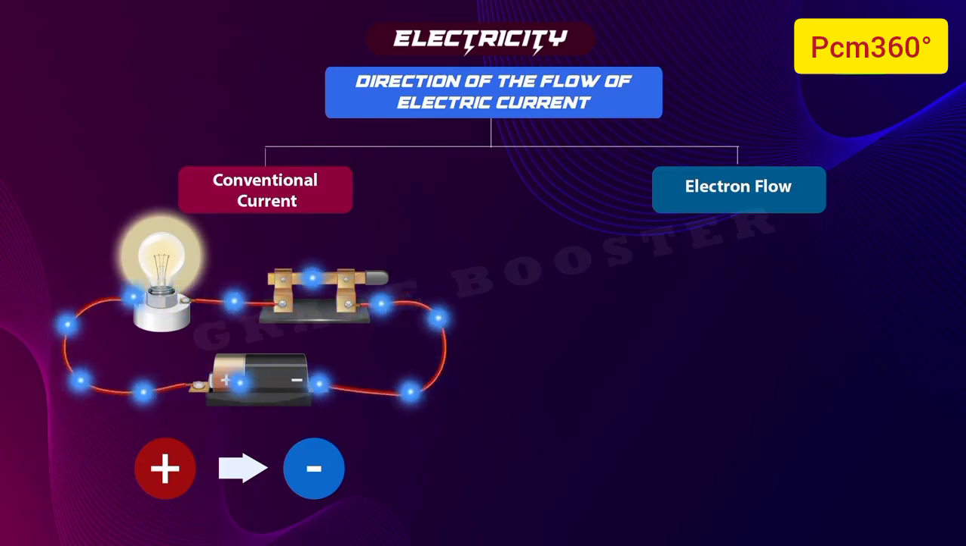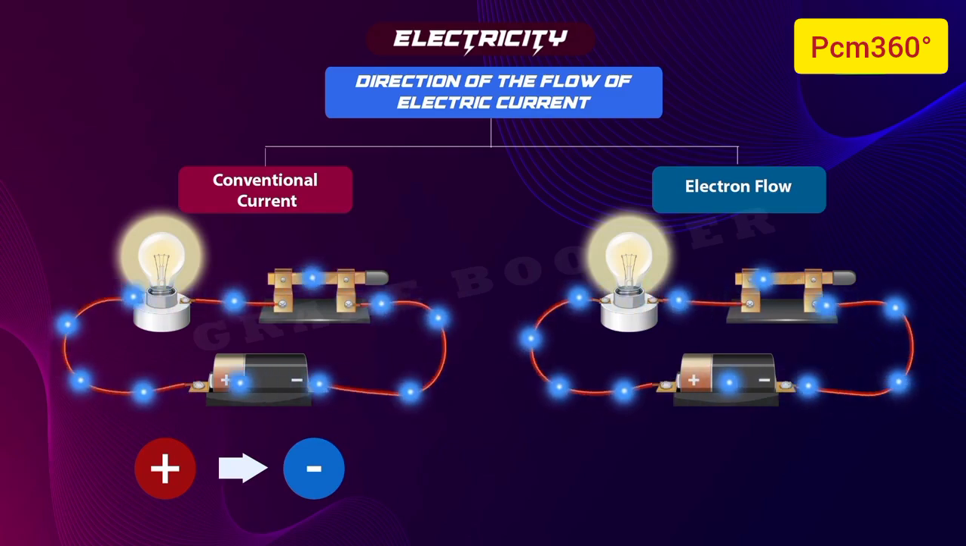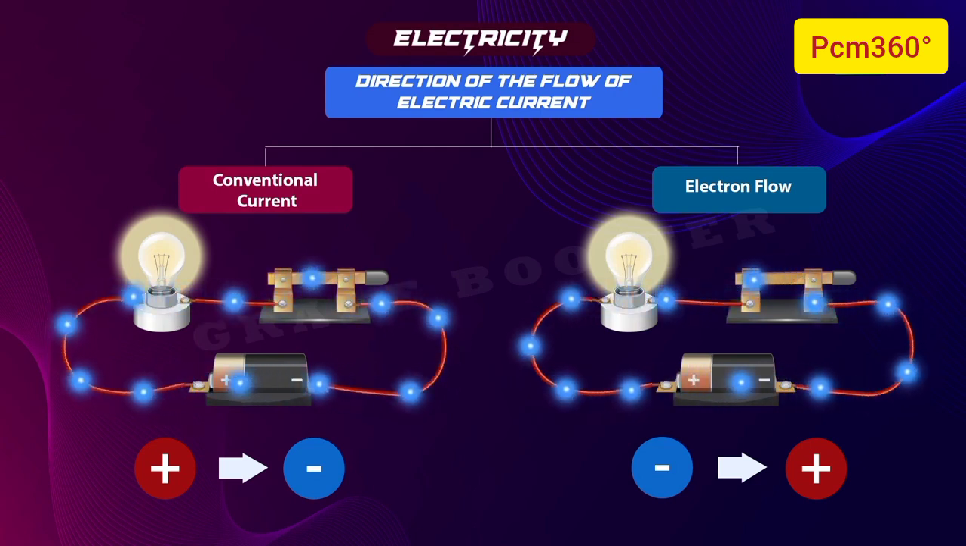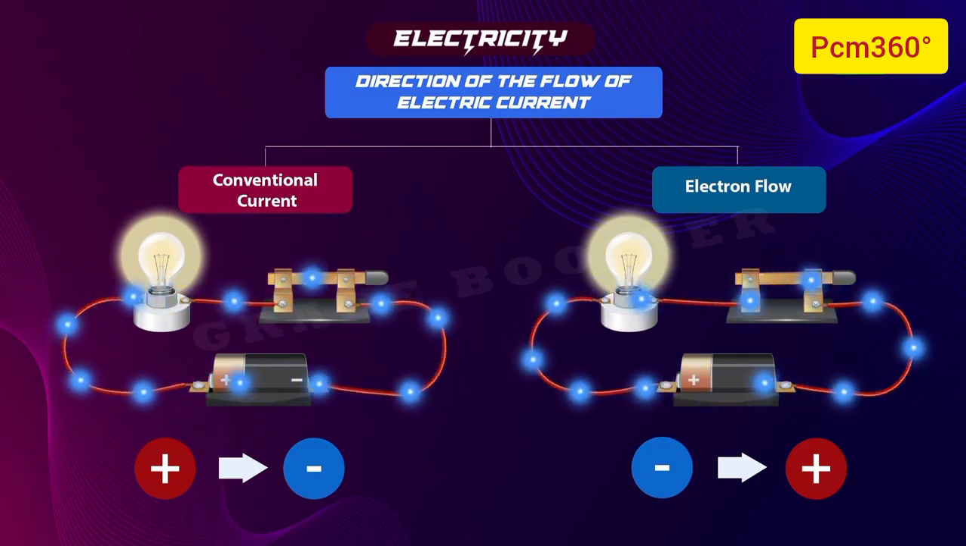descriptions. Electron flow. In reality, electric current in a conductor, such as a metal wire, is due to the flow of electrons. Electrons are negatively charged and move from the negative terminal to the positive terminal of a power source. This is the actual physical flow of electric charge in most conductive materials.